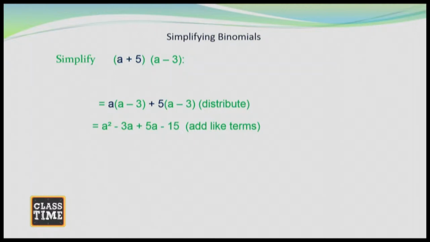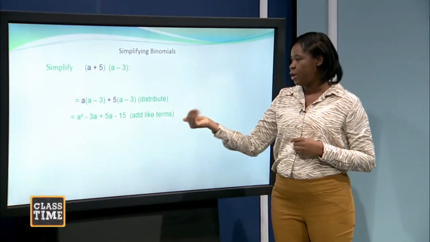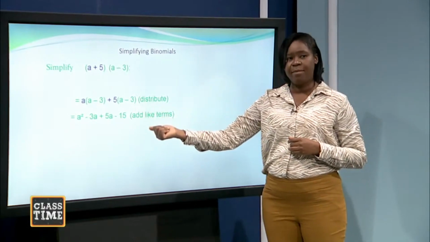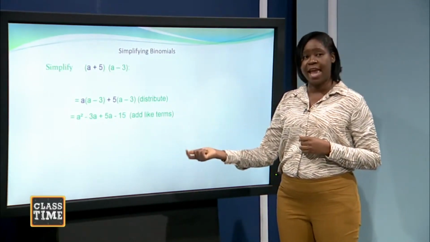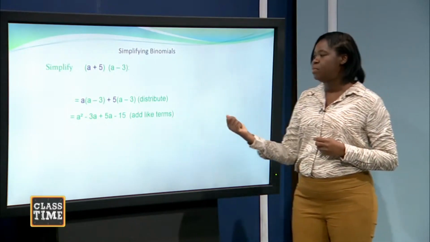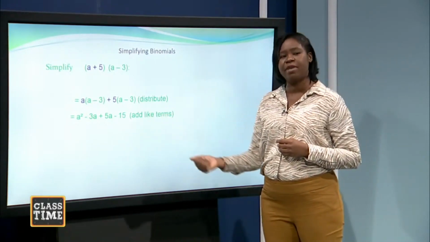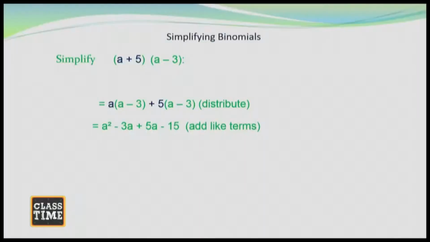Very good. Okay. Very good. And after distributing, we would multiply to remove the brackets, and a multiplied by a would give us a squared, a multiplied by negative 3, negative 3a, and 5 multiplied by a, 5a, and 5 multiplied by negative 3 would give us negative 15.